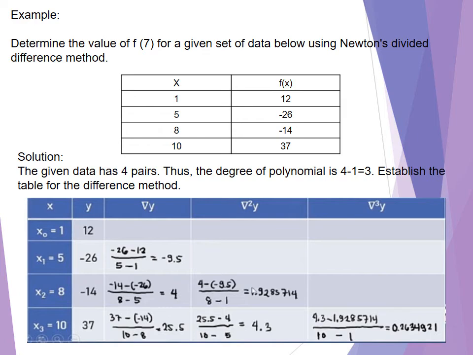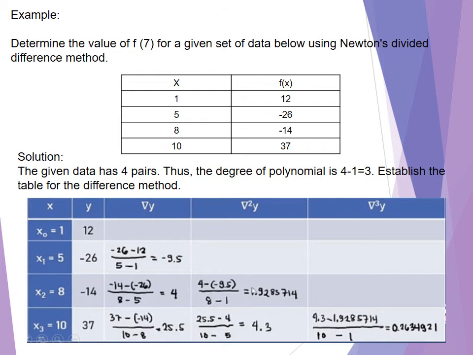As you can see, the given data has 4 pairs. Thus, the degree of polynomial is 4 minus 1 equals 3. As you can see, there are 5 columns, which are the x, the y, the inverted delta y, inverted second degree y, and the inverted third degree y. Let's proceed to the solution.